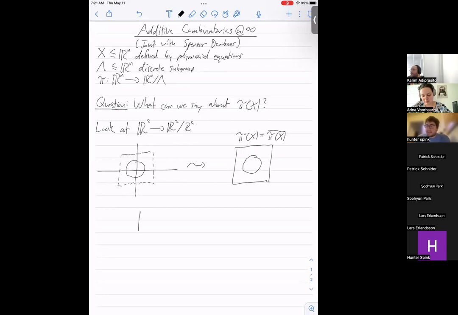Now let's look at a more interesting example where something goes off to infinity. So here, I'm going to take a hyperbola. Also, if anyone has any questions, I can just stop. I've budgeted plenty of time. I'm not going to get close to running over.